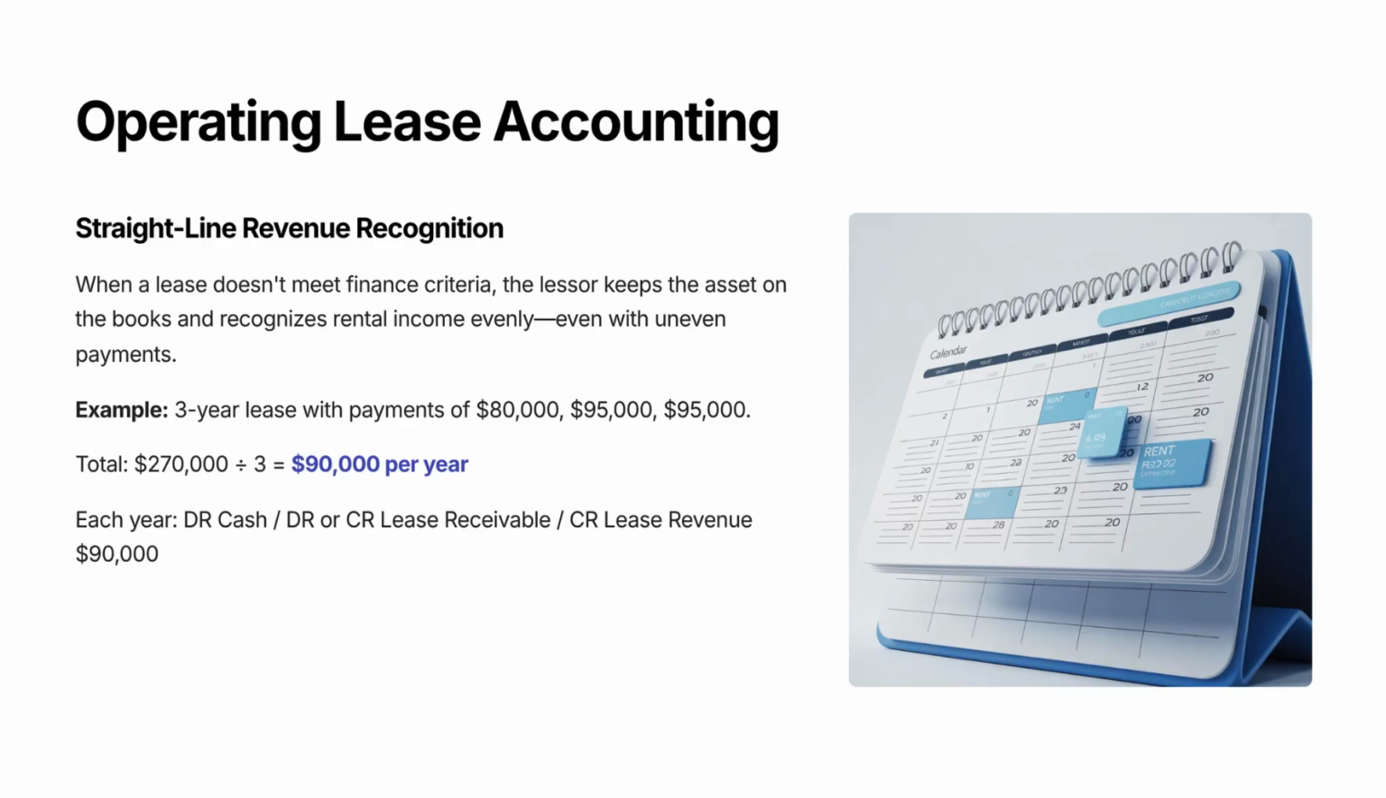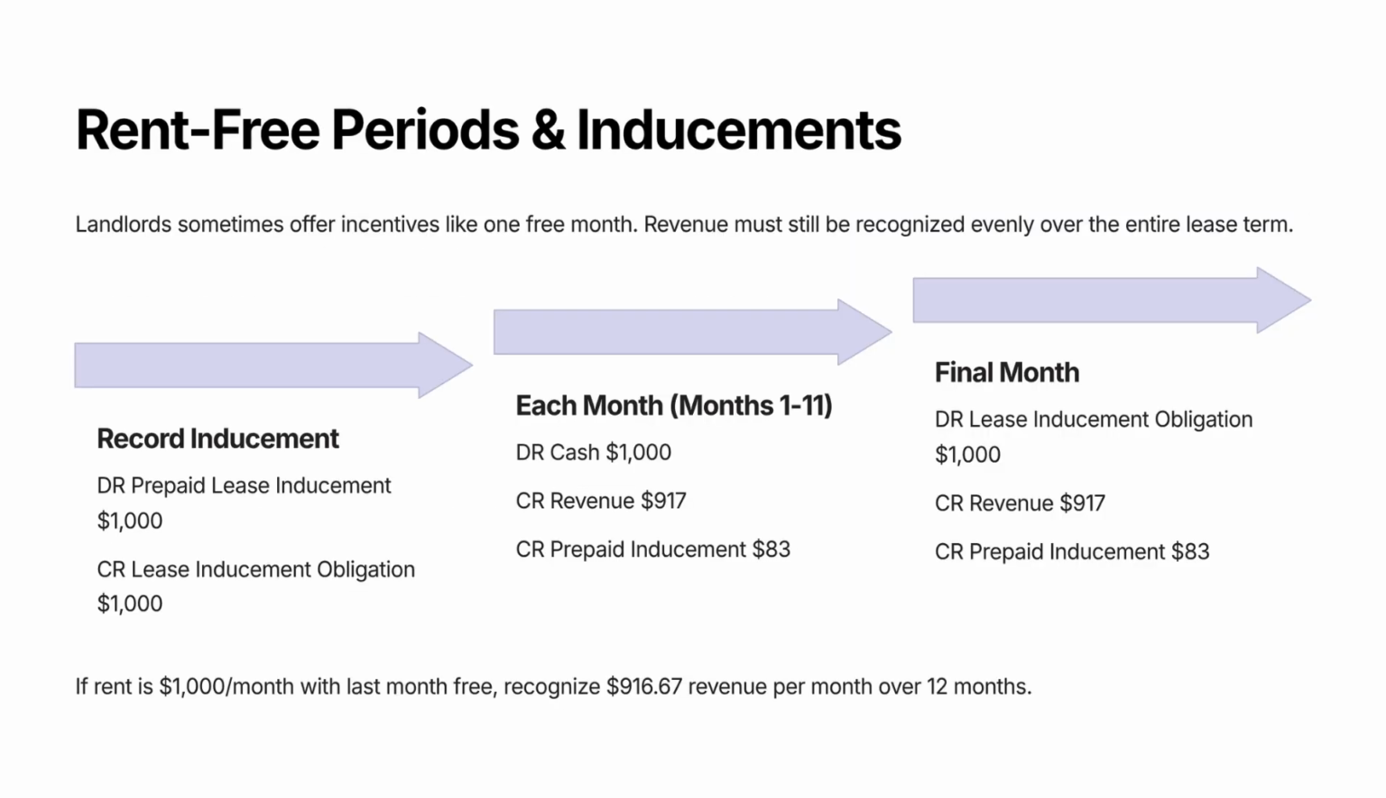Here, the lessor keeps the asset on the books and recognizes rental income on a straight-line basis, even if payments vary. Example, uneven payments. A 3-year lease has payments of $80,000, $95,000, and $95,000. Total $270,000 divided by 3 equals $90,000 per year. Each year, revenue recognized is $90,000, not the actual cash received. Lessor entries: debit cash, debit or credit lease receivable for timing differences, credit lease revenue $90,000.